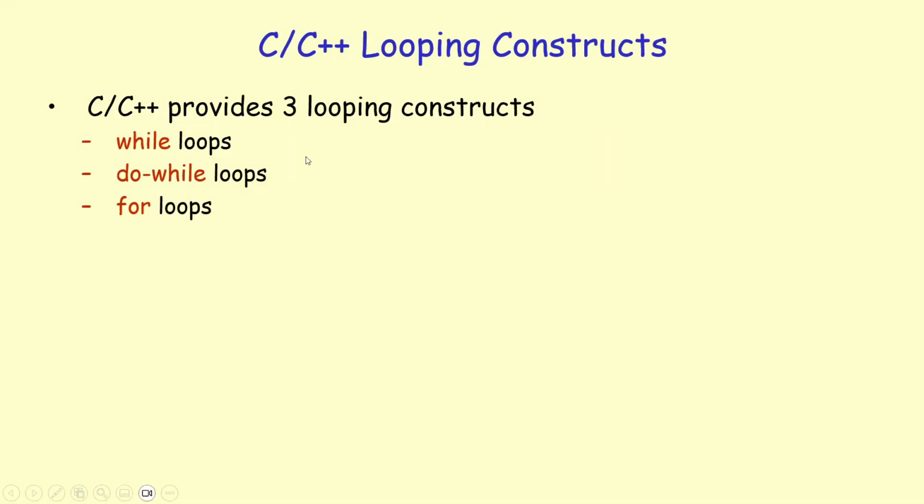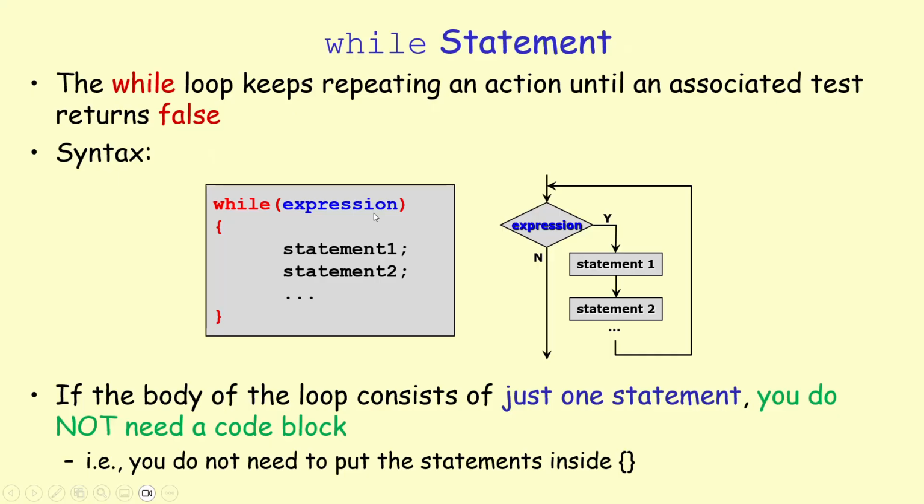C and C++ provide 3 looping constructs: the while loop, do while loop, and for loop. We'll start with the while statement or while loop. The while loop keeps repeating an action until an associated test returns false. Here's the syntax. While is the keyword, all in lowercase. Then you open and close parentheses, and you write a Boolean or relational expression that either evaluates to true or false. If the expression evaluates to true, then we get into the body of the while loop and execute all the statements within the code block within the while loop.